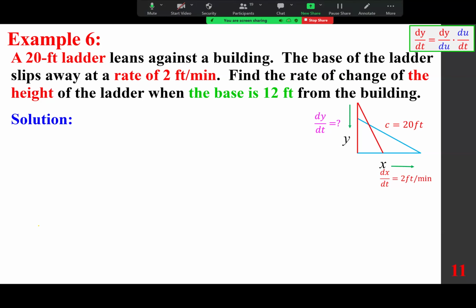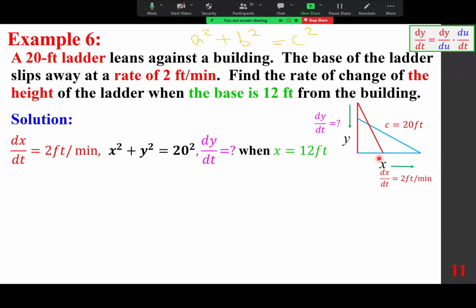According to the Pythagorean theorem, a squared plus b squared equals c squared. So the formula for us would be x squared plus y squared equals 20 squared. So what is given? dx dt is given. The formula from geometry or algebra, x squared plus y squared equals 20 squared. We are looking to find dy dt at what point? When the base is 12 feet, when x is 12 feet. This is the translation into symbolic format.